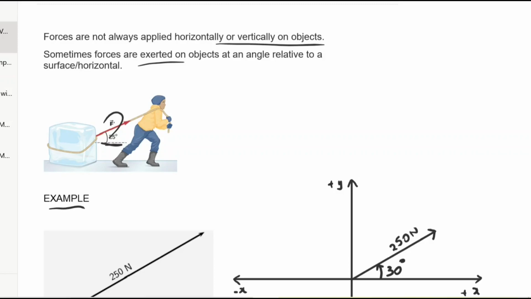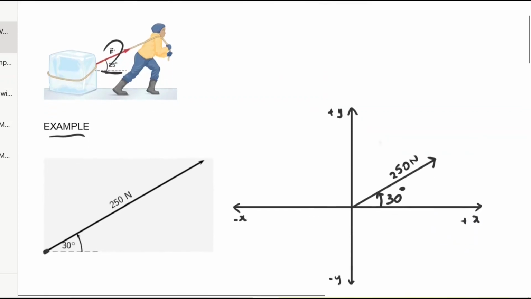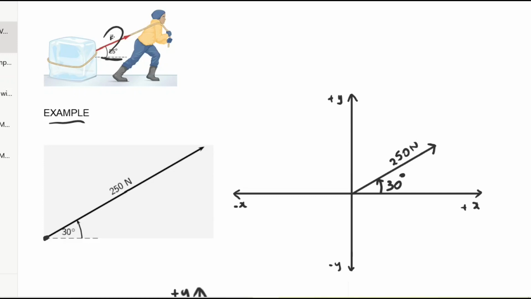Now let's take an example. Here's a 250 Newton force here. The force is applied at this point, 30 degrees above the horizontal. Now the force can be shown on a Cartesian plane. The force is drawn in the first quadrant. The force is drawn 30 degrees above the positive x-axis.